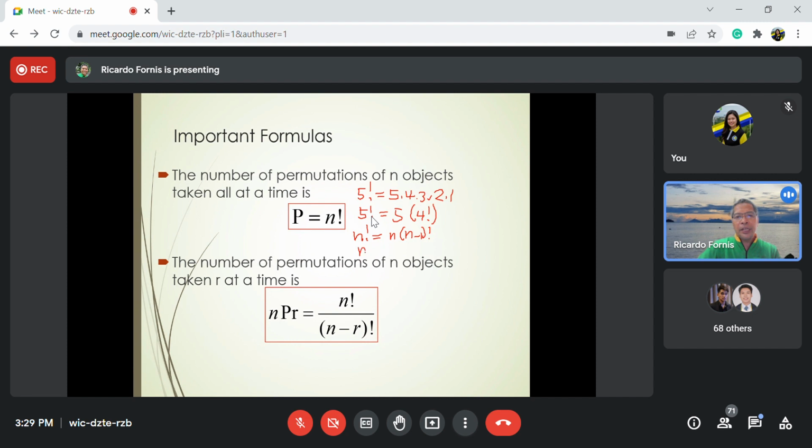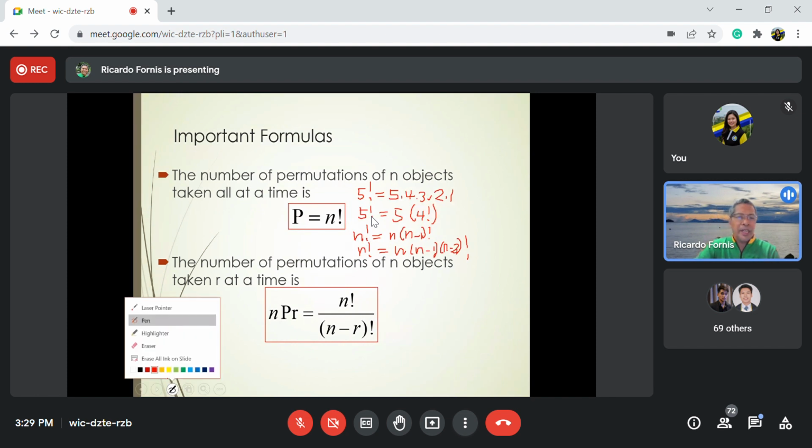N factorial is also the same as n times n minus 1. You can continue decreasing, so n minus 2, provided you place factorial at the end. It's still n factorial. So the number of permutations of n objects taken all at a time equals n factorial.